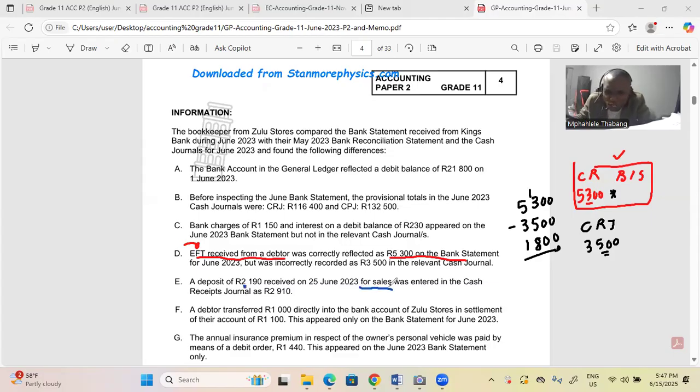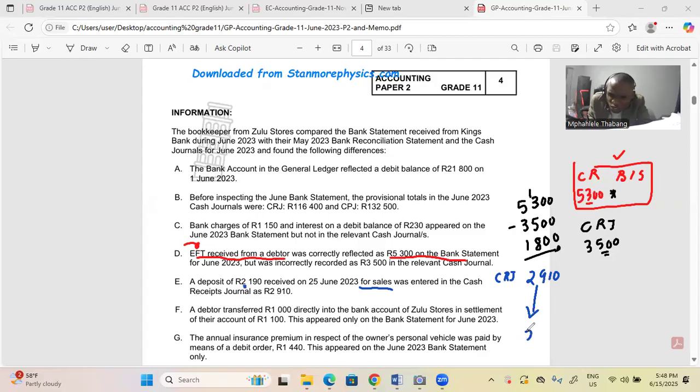Because they sold, they have to record this money in the cash receipt journal. But they made a mistake. Instead of recording 2,190, they recorded too much. They recorded 2,910. So this 2,910, which they had put in the CRJ because the business was receiving money, needs to be pulled down, needs to be decreased to how much?